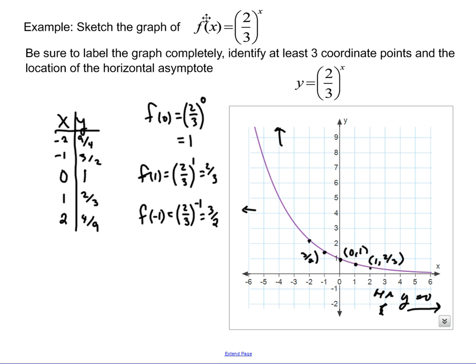All right, so once we have the basic graphing style here, it's actually a really easy kind of graph to know. We just have to be careful to make sure that all the points that we're graphing fit with the properties of exponential functions.